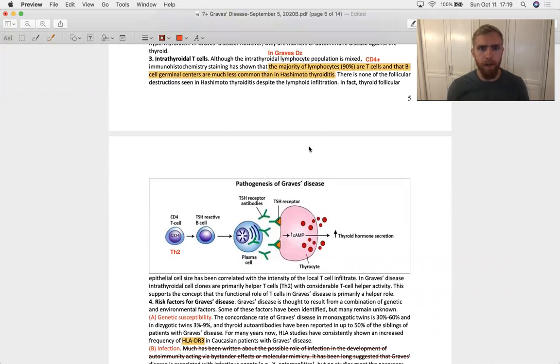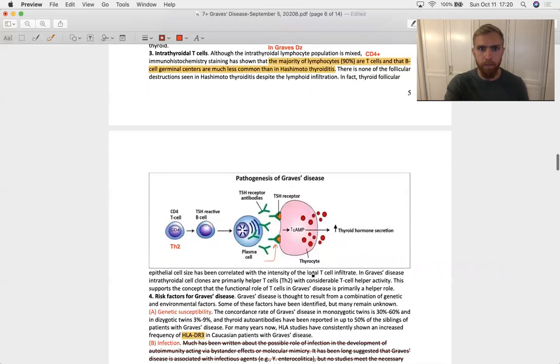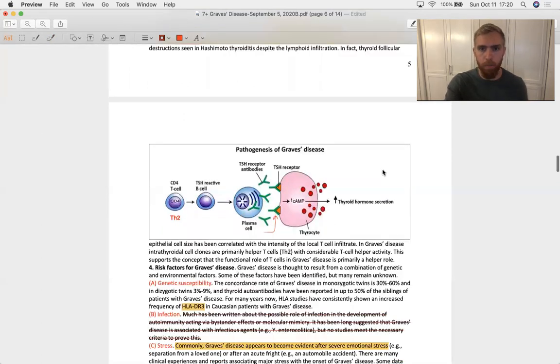Then the SDL talks about intrathyroidal T cells. The majority of the immune response in Graves' disease is mediated by CD4 Th2 helper T cells, which are then going to activate B cells to generate more and more and more antibodies against the receptor. Germinal centers in the thyroid are much less common than they are in Hashimoto thyroiditis. Remember, the B cell containing follicular germinal center was a hallmark of Hashimoto thyroiditis. So we'll take a look at some histology and compare Graves' to Hashimoto.